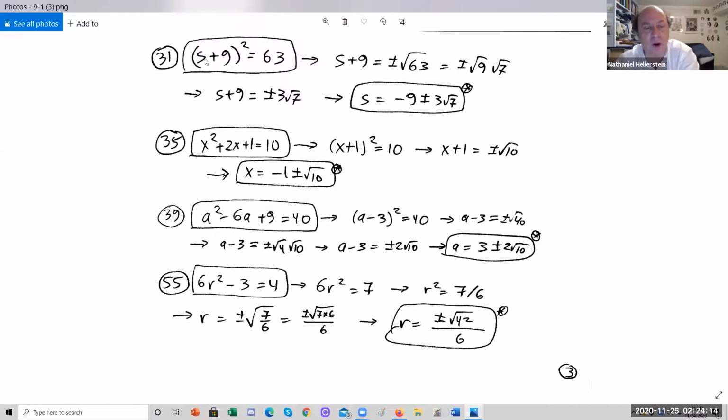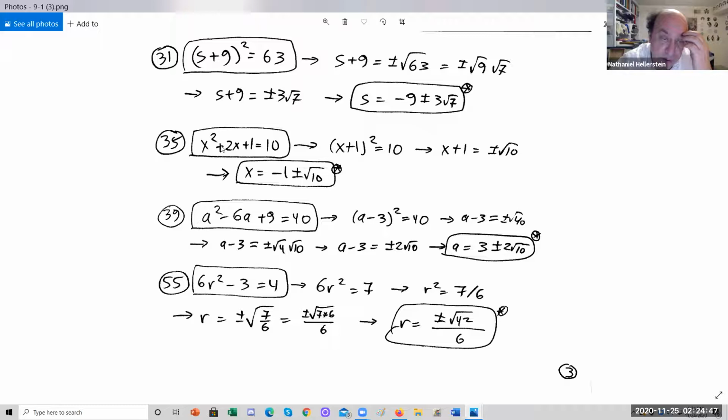Now here things get a little more complicated because there's an expression inside the square. So we're going to have to do a bit of algebra after we take square roots. S plus 9 all squared equals 63. So s plus 9 equals plus or minus root 63. Largest square factor of 63 is 9 times the 7. Root 9 is 3. So s plus 9 is plus or minus 3 root 7. To get s, we subtract 9 from both sides and get s equals negative 9 plus or minus 3 root 7. These are the two solutions to this equation.